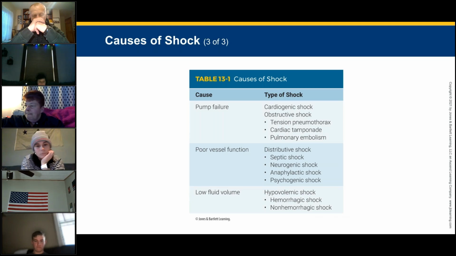So here's a table showing the cause and the type of shock. So when you have a pump failure, we're talking about cardiogenic shock and obstructive shock. Tension pneumothorax, cardiac tamponade, and pulmonary embolism can be the causes there. Poor vessel function, that's distributive shock, which is also represented by the septic shock, neurogenic shock, anaphylactic shock, or psychogenic shock. Low fluid volume is called hypovolemic shock, and that kind of comes off into hemorrhagic shock and non-hemorrhagic shock.